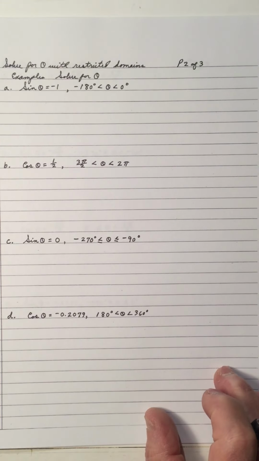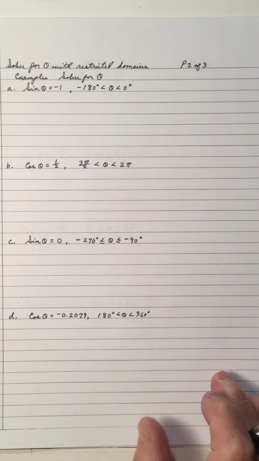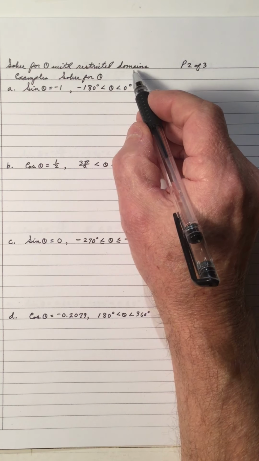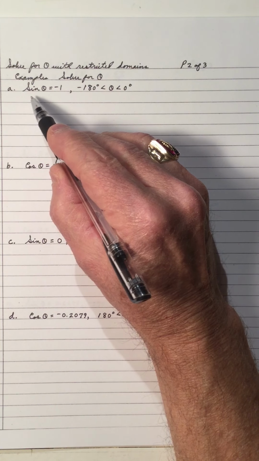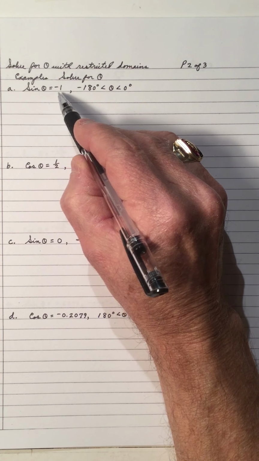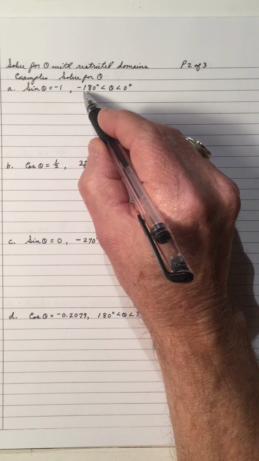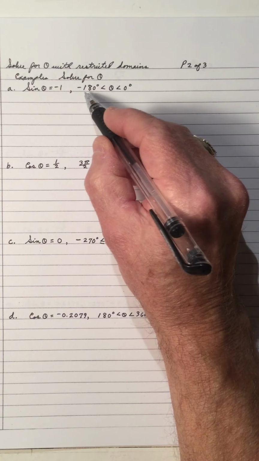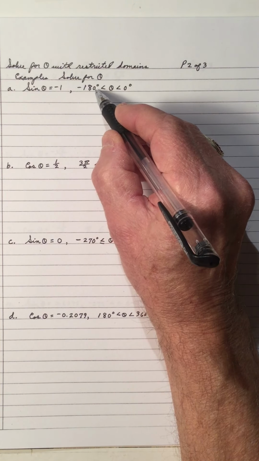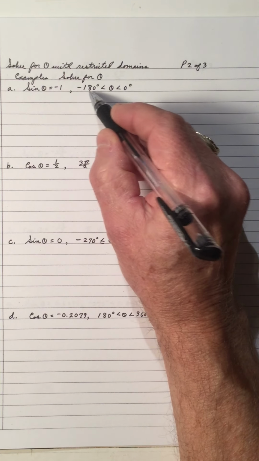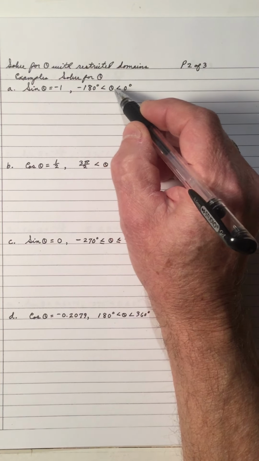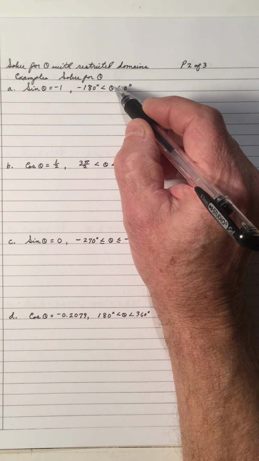Solve for theta with restricted domains. An example, solve for theta. A, sine theta is -1, and we're looking at the domain from negative 180 degrees less than theta less than 0. So that means it has to be a negative angle, not a positive one.